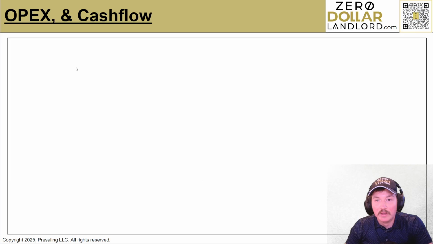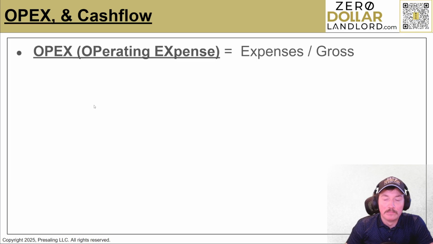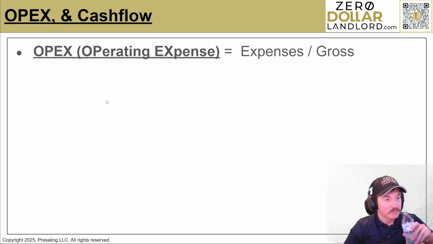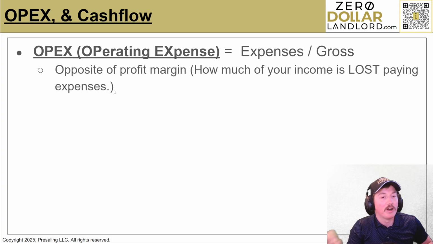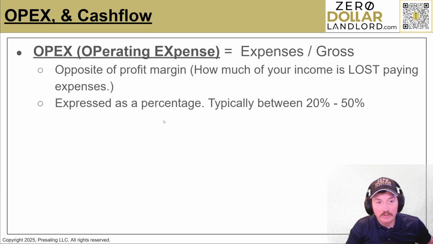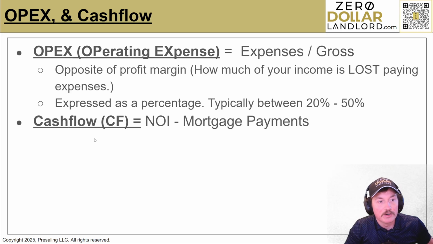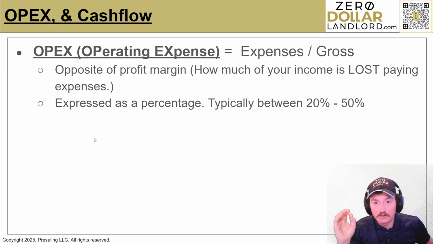All right, OPEX and cash flow. So OPEX, and by the way, all these slides are available later on. I'll be publishing them out here. So OPEX is your expenses divided by gross. So that is basically like a reverse profit margin, right? So it's how much are you losing by operating the property. So that's typically going to be like 20 to 50% for real estate. Businesses, for instance, have a much higher operating expense. So again, it's like your reverse profit margin.